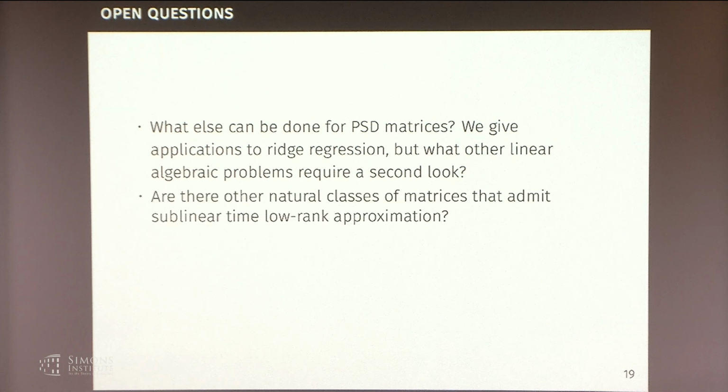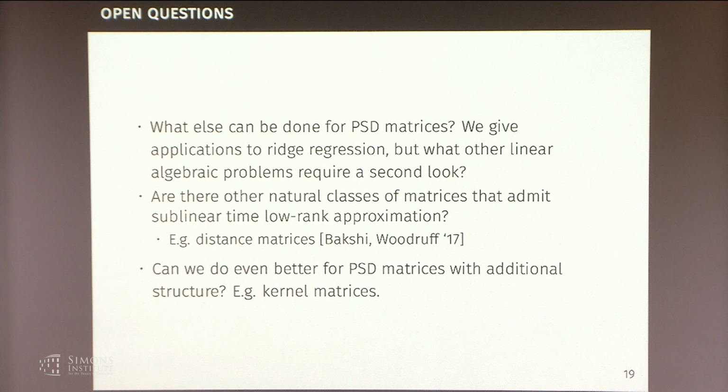Another question is, are there other natural classes of matrices that admit sublinear time low rank approximation? I saw in the upcoming NIPS that Bakshi and Woodruff have something that does sublinear time low rank approximation of distance matrices, which, as you can imagine, are really closely related to Gram matrices, really closely related to PSD matrices. So there are a lot of other matrices we can maybe be looking at and trying to see, can we get these types of sublinear runtimes?